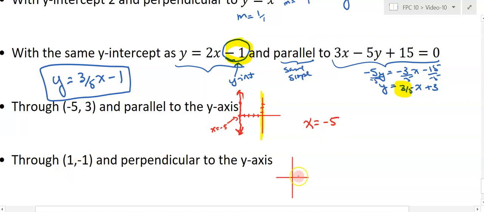If it goes through 1, -1, and it's perpendicular to the y-axis, well, this is the y-axis here, so perpendicular would go this way. So now we have a horizontal line and it's cutting through where y is -1. This is where y is -1. So that's the equation of my function, my constant function. Y is -1. Okay? So we talked about reviewing how to graph and how to name lines in slope-intercept form, and we also incorporated some parallel and perpendicular slopes with our slope-intercept form.